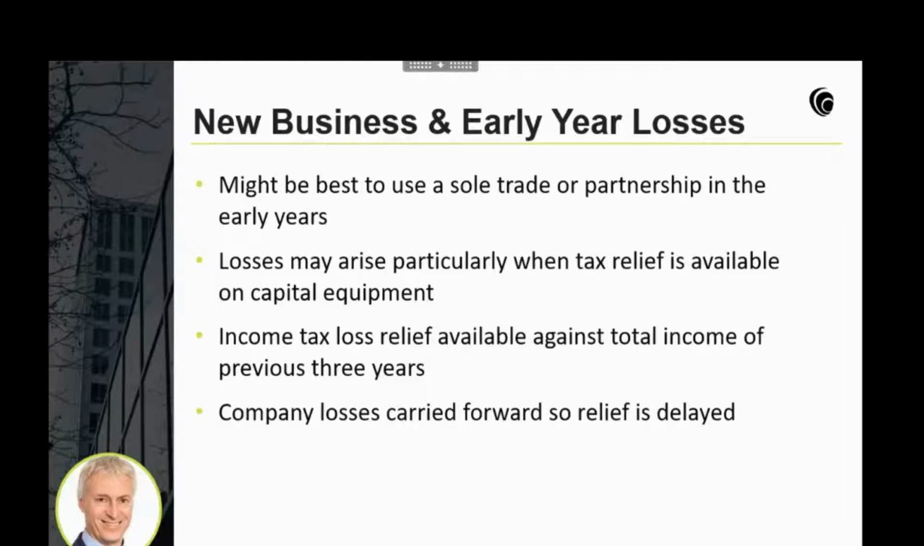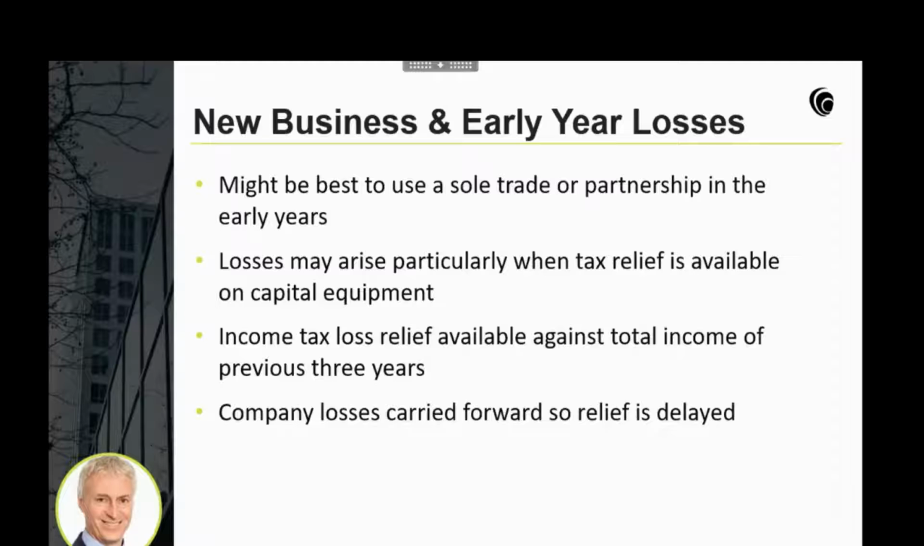If you start as a company, however, the loss can only be carried forward. So you will get relief for it against future profits, but you can't carry it back against your own income from earlier years, which is why it's quite common to start as a sole trader or partnership and then ultimately become a company and incorporate later.